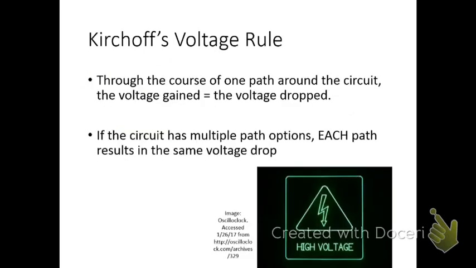Speaking of voltage drop, you need to know the voltage rule. Through the course of one single path around the circuit, the voltage gained from the battery equals the voltage dropped. Notice, for circuits that have parallel components, one path around the circuit does not hit every resistor. So do not assume for a given circuit that the total voltage dropped over each resistor equals the total voltage of the battery. Not necessarily true. You actually need to chart a path from the beginning of the battery to the end of the battery and understand that the total voltage gained is the total voltage dropped. And if you have multiple path options, each path drops the same voltage before coming back together.